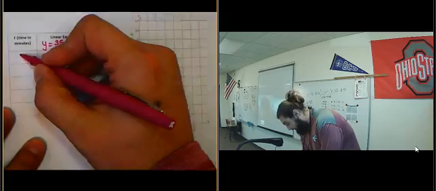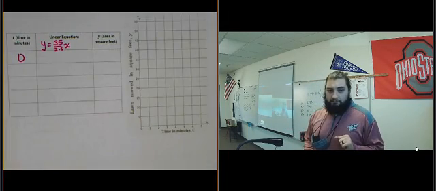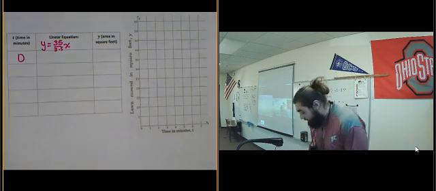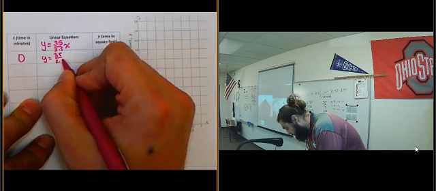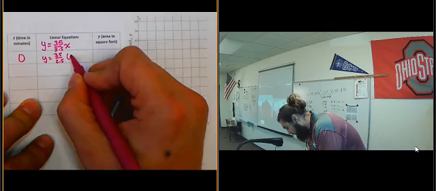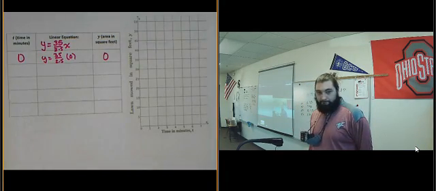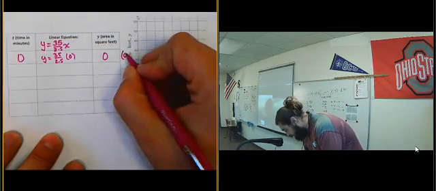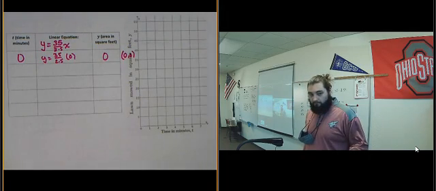So, in 0 minutes, well, she hasn't mowed anything. She hasn't started. Her time hasn't begun. So when we plug 0 into our equation of 35 divided by 2.5 times 0, we're going to get 0 square feet. So our point is 0, 0.